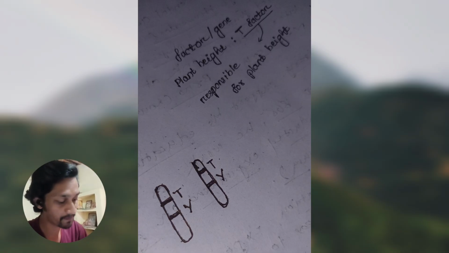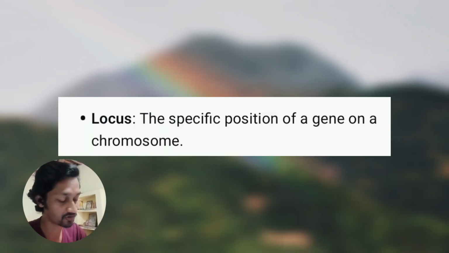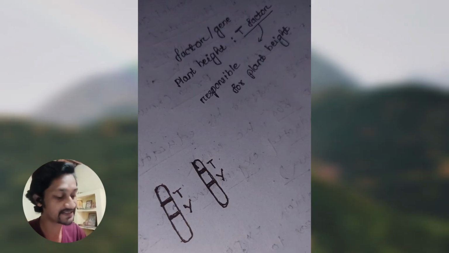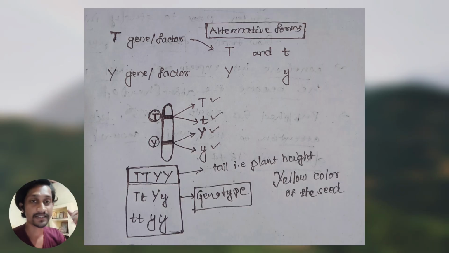You can see here, in these two chromosomes, the T factor is here, and another, the Y factor, is also here. So T and Y are two different factors. Two different factors reside at different loci. Locus means a position in which any gene resides. That is called locus.